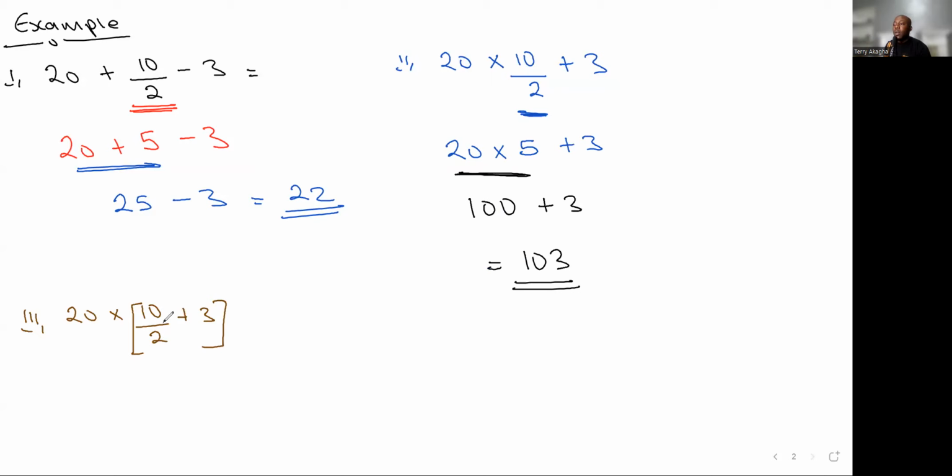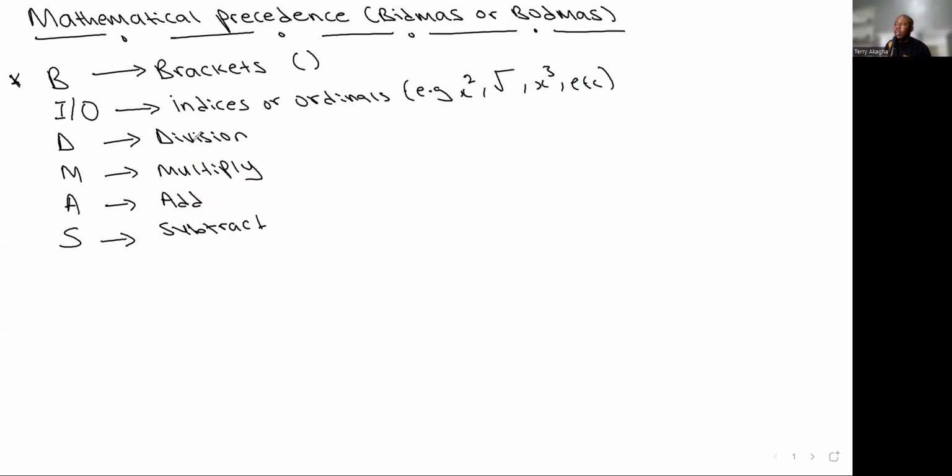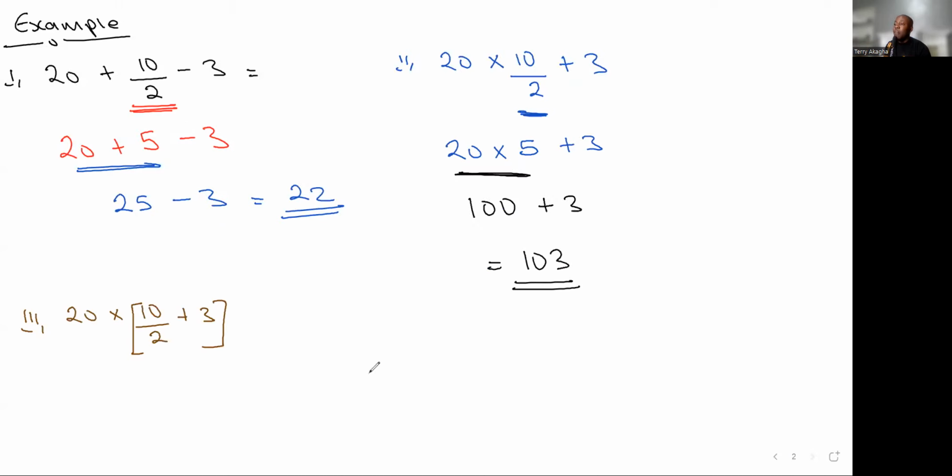Now in the brackets, we have both division and addition. And if you see, division comes first before the addition sign. So that means we're gonna divide first within the bracket. It's going to be 20 multiplied by 5 plus 3. Then we're going to still solve the bracket because the brackets have the highest priority. So it's going to become 5 plus 3.